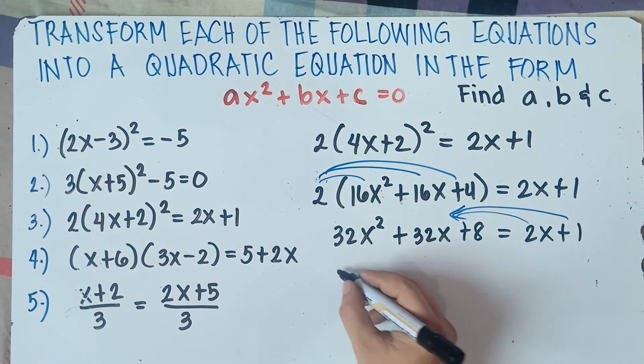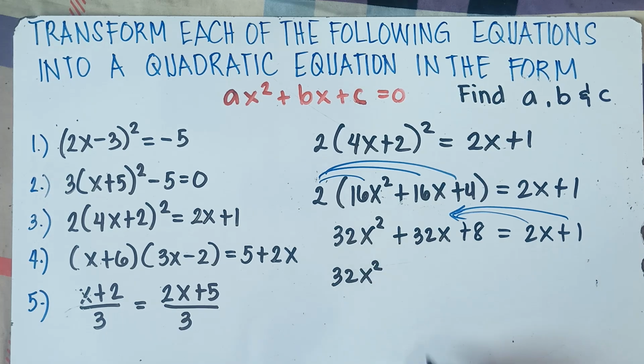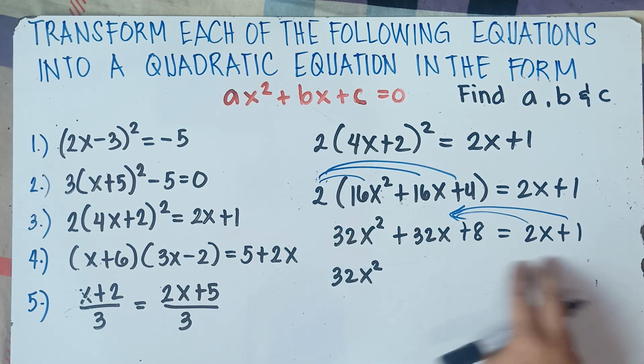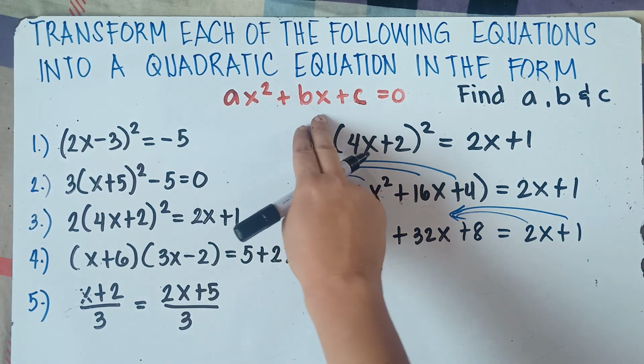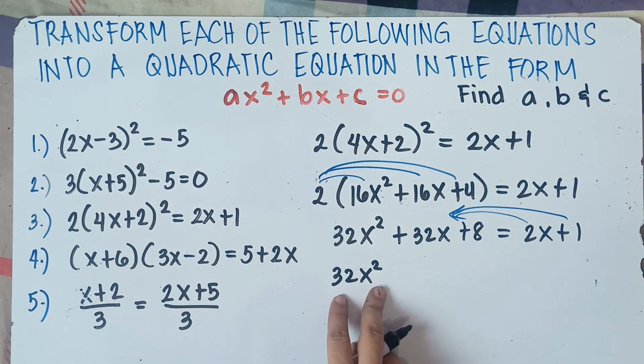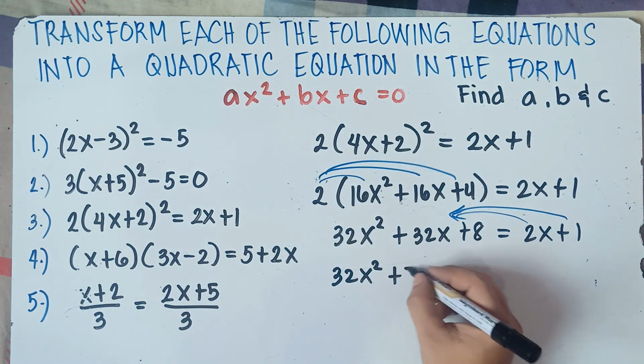Alright, so copy 32x squared. Do we have another x squared? Nope, we don't have. So once again, follow this one, plus x squared. Then next is x. Then next is constant. So 32x squared, then copy positive 32x.